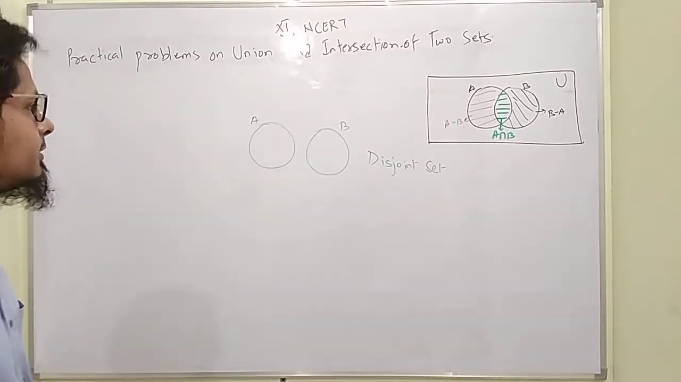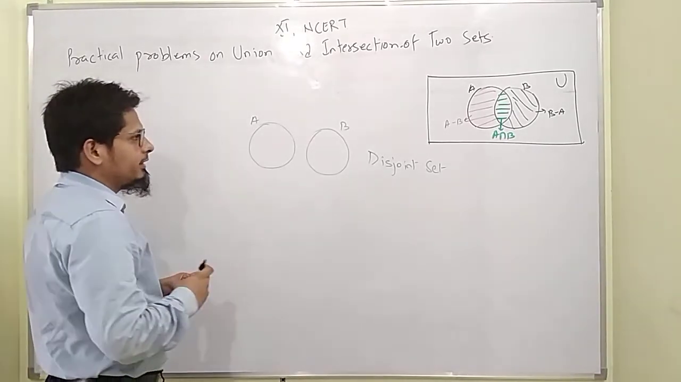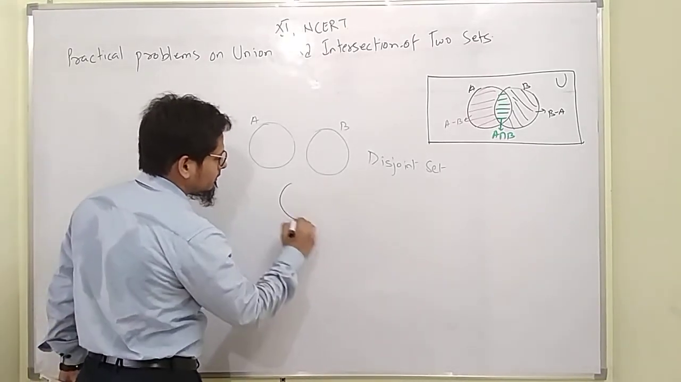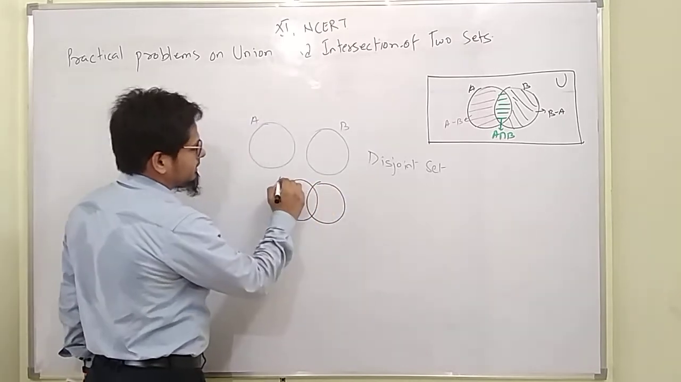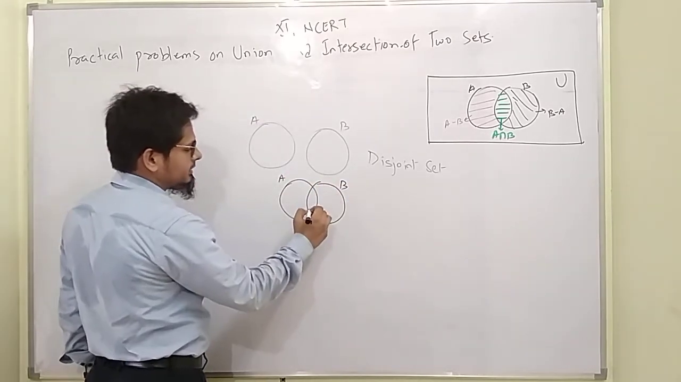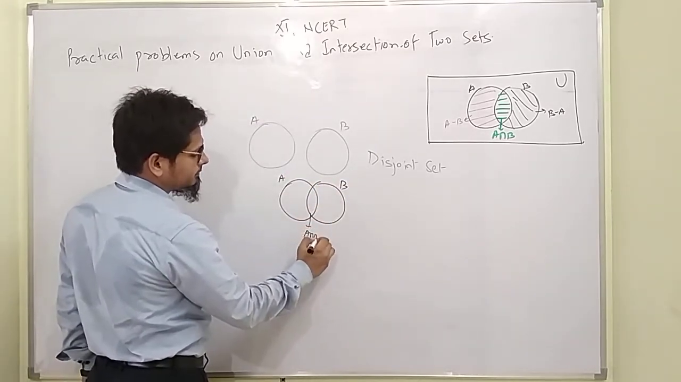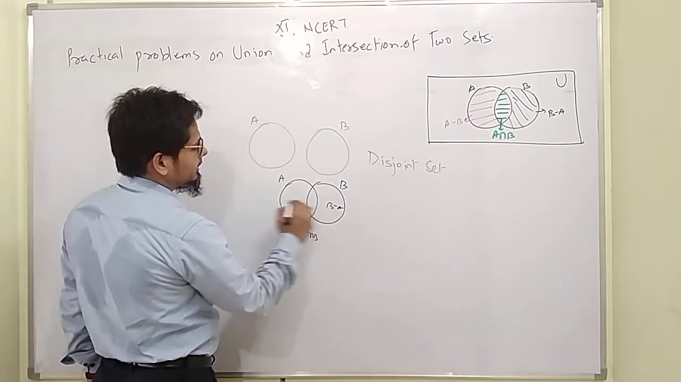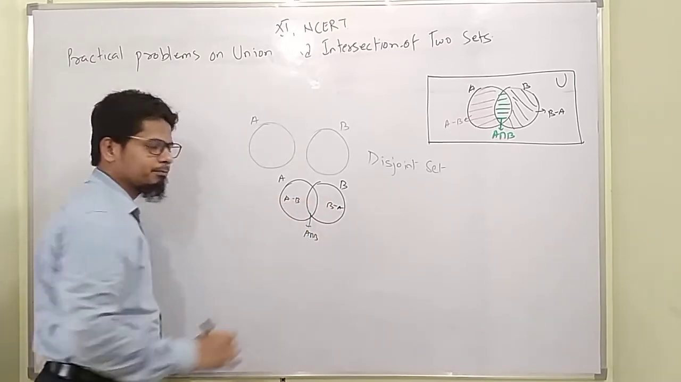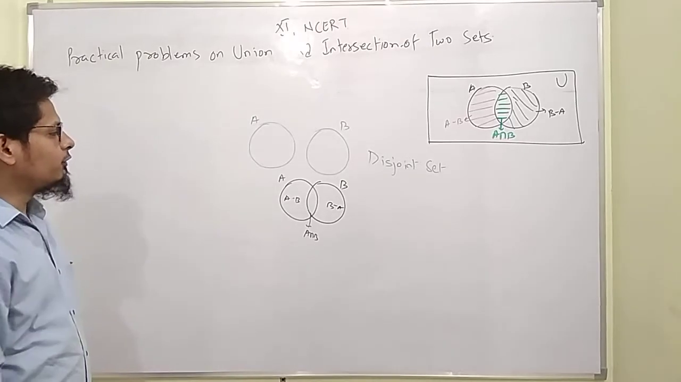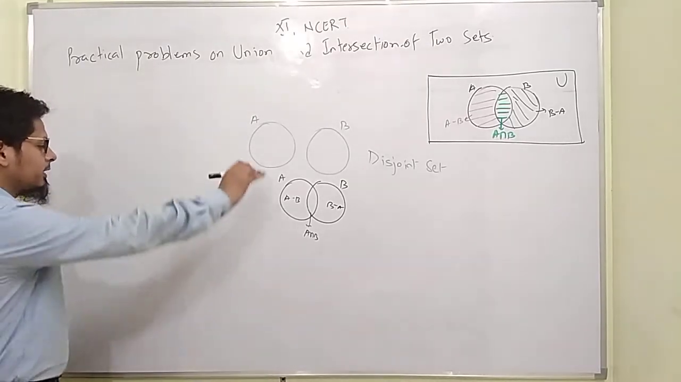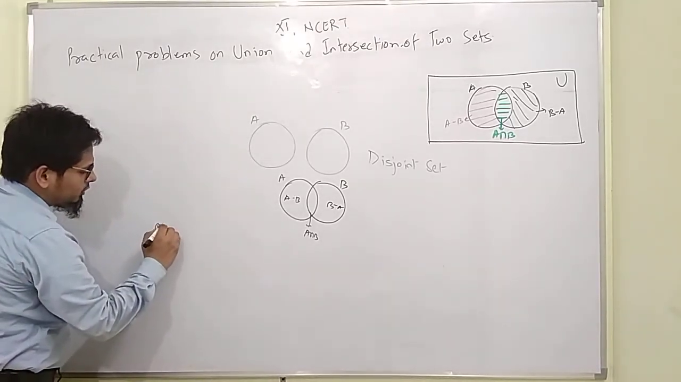So class, I am drawing this figure again, and there is some common part. It is A intersection B. It is B minus A. It is A minus B. Now I am going to formulate all these formulas. First, the formula is for A union B.